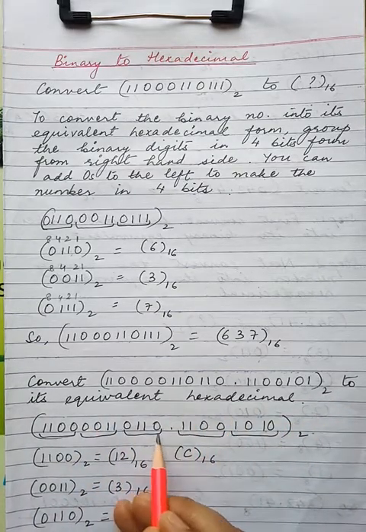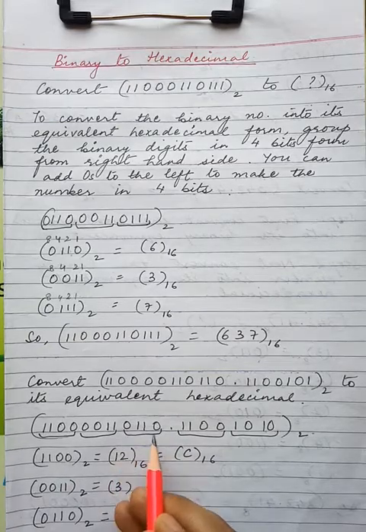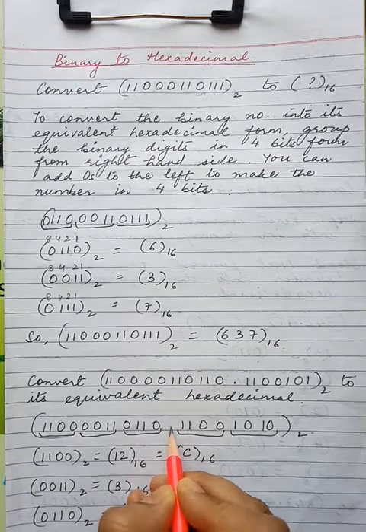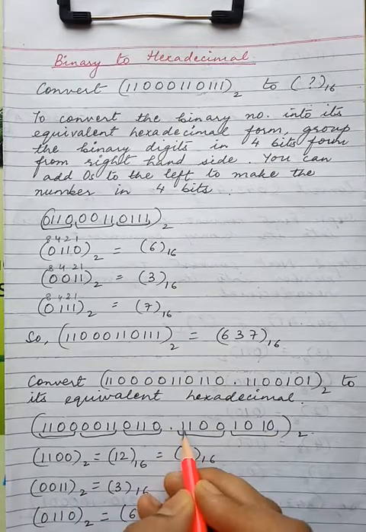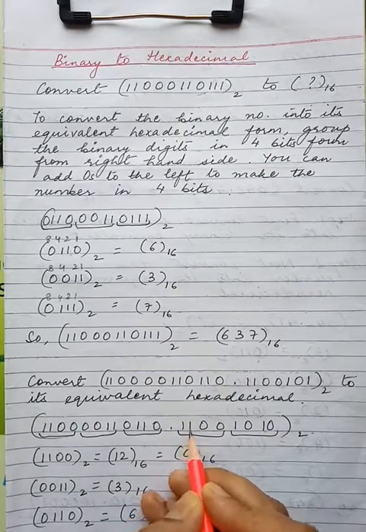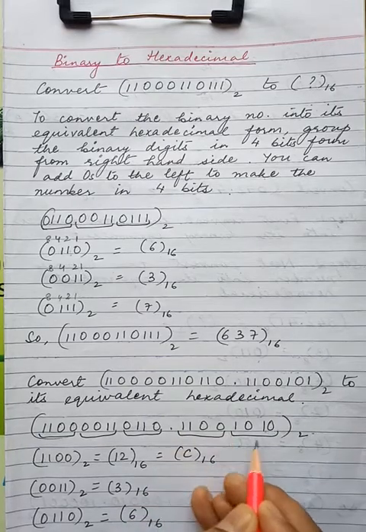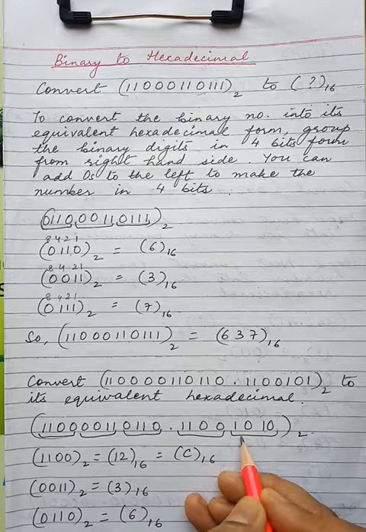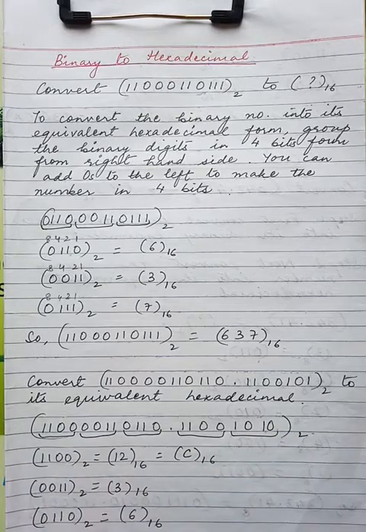From the decimal point, you start from right and make groups of 4 like this. First group, second group, third group. And after the decimal point, you start from here, left, and move to right. First group, here there were only 3, so I added a 0 here to make a group. Now write the group separately and find the hexadecimal digits corresponding to it.